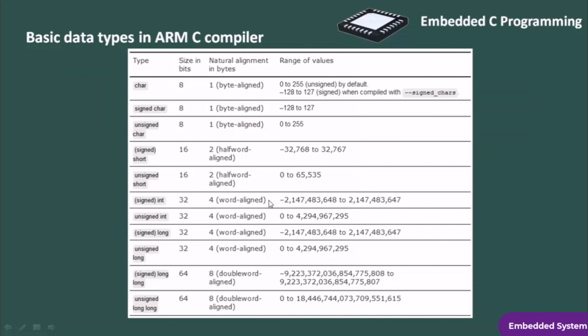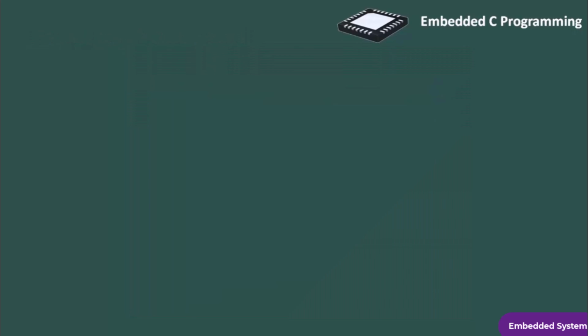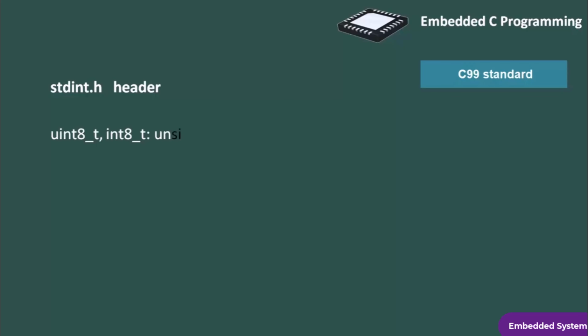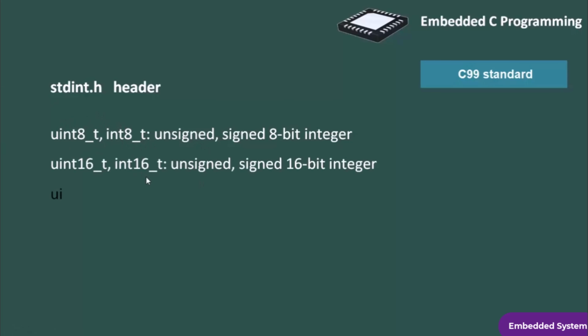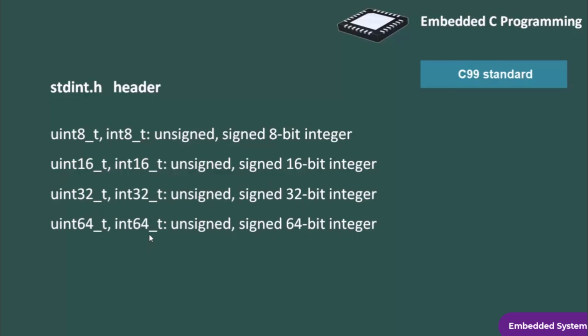The above data types can introduce ambiguity when porting code from one architecture to the next. To help eliminate the ambiguity, the C99 standard introduces the stdint.h header. It defines the following data types: uint8_t and int8_t, both are 8-bit integers. uint16_t and int16_t are 16-bit integers, and similarly, these two data types support 64-bit integers.